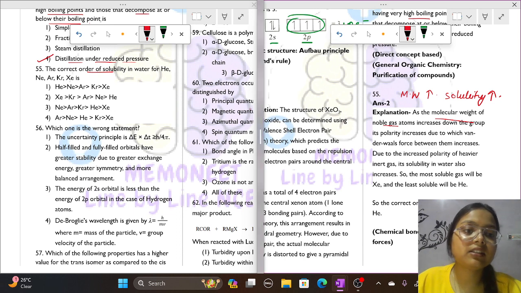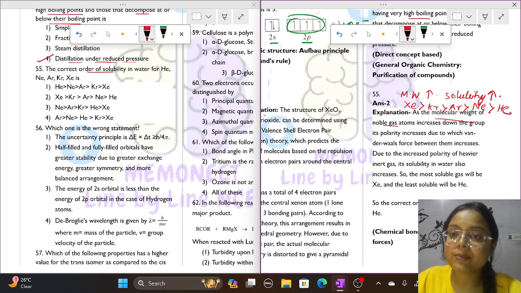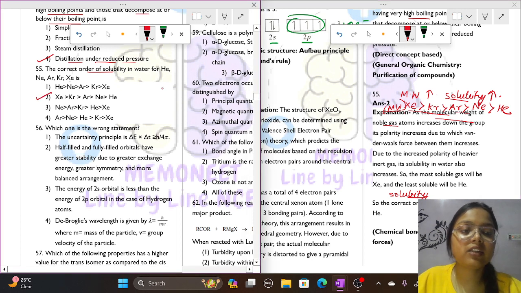So among the noble gas elements, which element has the greatest molecular weight? Xenon has the greatest molecular weight, then krypton, then argon, then neon, and then helium. So I am talking about the molecular weight. Okay. This same order will be followed for solubility also. So for solubility also, this order is followed. So option number 2 is the correct option.